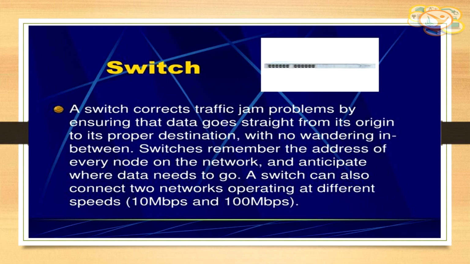Switch. A switch corrects traffic jam problems by ensuring that data goes straight from its origin to its proper destination, with no wandering in between. Switches remember the address of every node on the network and anticipate where data needs to go. A switch can also connect two networks operating at different speeds.